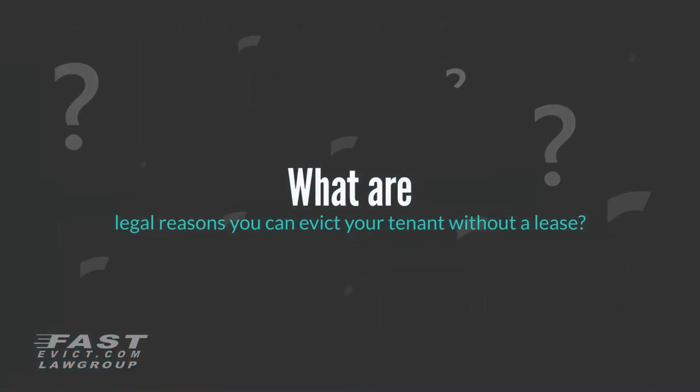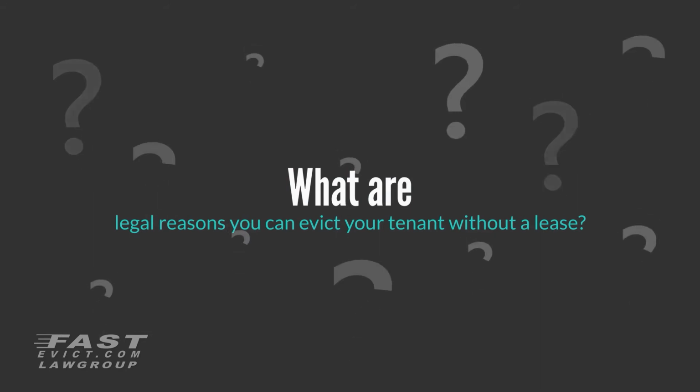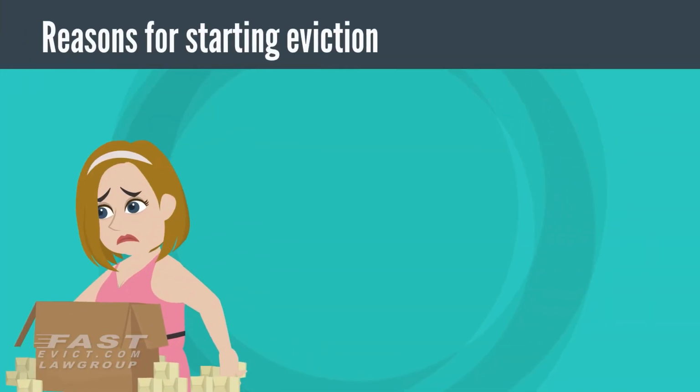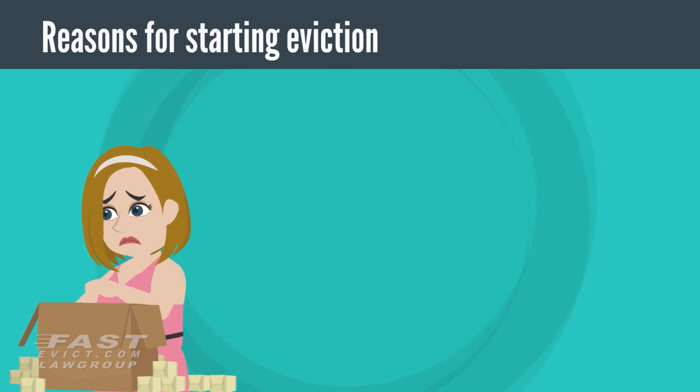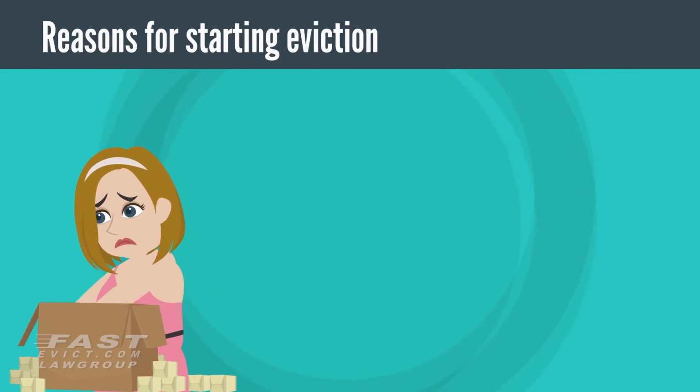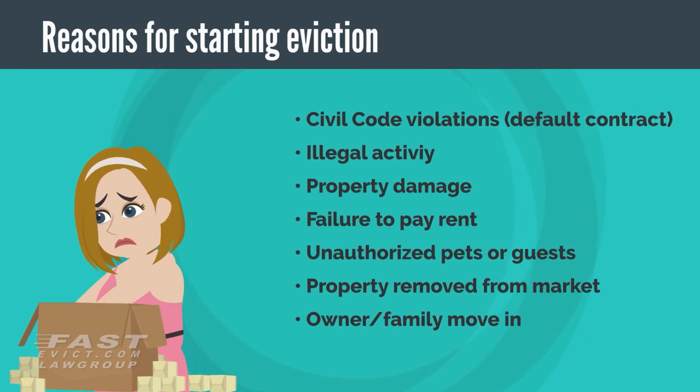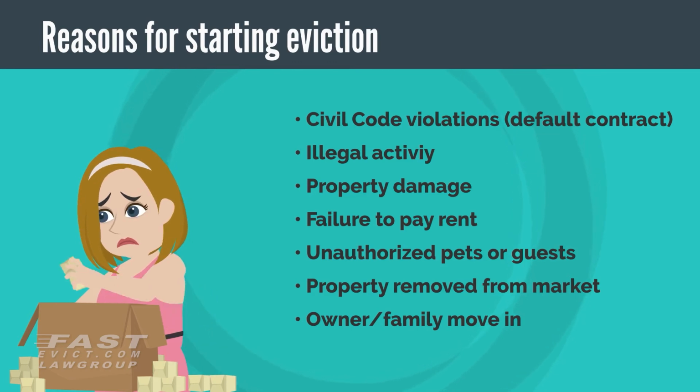What are legal reasons you can evict your tenant without a lease? You can start a legal eviction for the following reasons. Any violation of the month-to-month contract established in California Civil Code. The use of illegal drugs or illegal activity on the rental property. The tenant causing property damage. The tenant failing to pay rent. Unauthorized pets or guests. The landlord is removing the property off the rental market. The landlord or a family member is moving into the property.